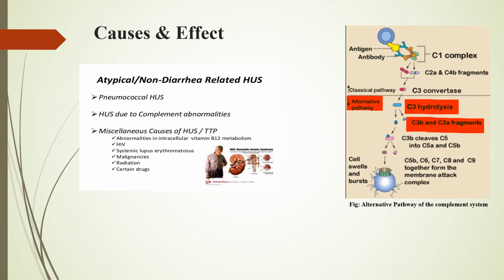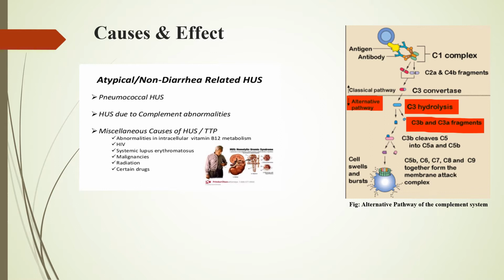All right, let's talk about the causes and effect of atypical hemolytic uremic syndrome. The first one is the bacteria Streptococcus pneumoniae that is also responsible for causing this disease. The second one, or the main one, is the genetic abnormality in the complement cascade. As you can see on the right hand side of this slide, I have included a figure of the steps involved in alternative pathway, where the C3 convertase is hydrolyzed into C3A and C3B.